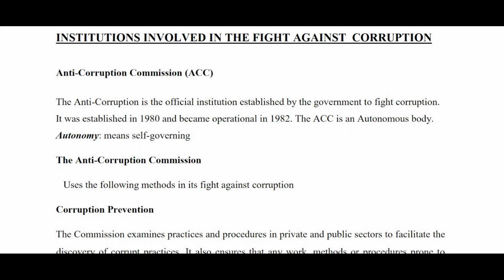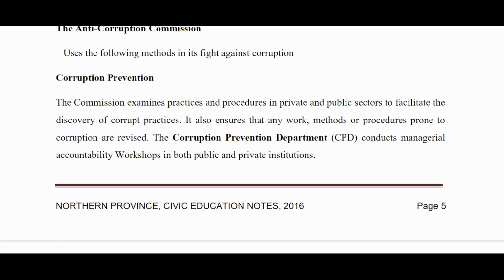The first method is corruption prevention. Under corruption prevention, the commission examines practices and procedures in the private and public sector to facilitate the discovery of corrupt practices. It also makes sure that any work, methods or procedures that are related to corruption are revised. All right, let's say they expect someone to own a house through corrupt practices. The matter won't just end there, but they keep on revising until they find out how that building or apartment was acquired. Now, the Corruption Prevention Department is the one which conducts managerial accountability in this method of corruption prevention.